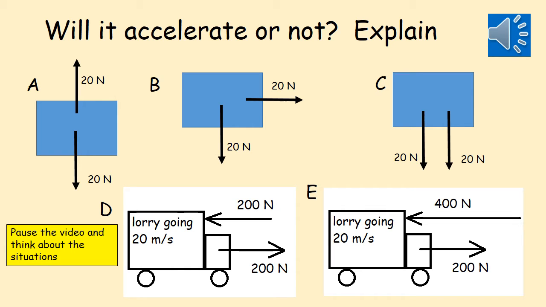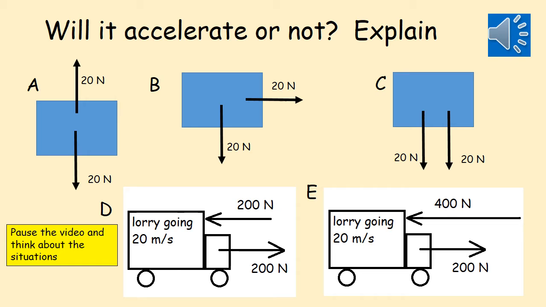So things will accelerate if a resultant force is acting. So we're looking at these diagrams and asking ourselves, is there a resultant force? If there is, then acceleration will occur. In A, we have a vector force downwards of 20 newtons and a vector upwards of 20 newtons. The upwards is positive 20, the downwards is minus 20. Add those together, you get 0. No resultant force, therefore that will not accelerate.